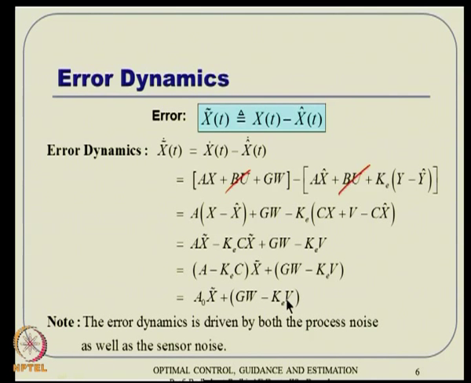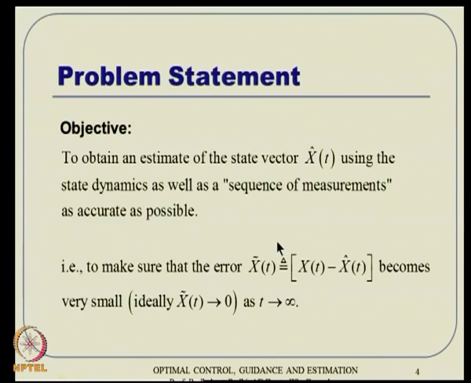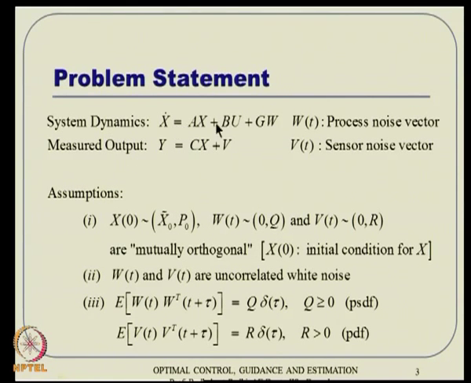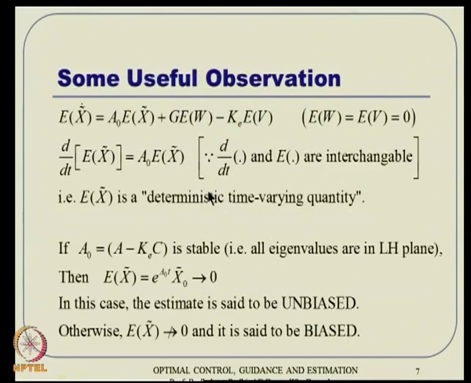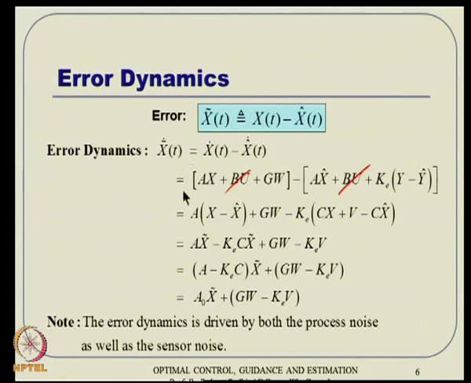So, what happens here? The interesting observation here is the error dynamics is now driven by both process noise and sensor noise. The true dynamics is actually driven by process noise, but the moment you put a filter in the loop and then talk about error, the error dynamics is a function of both w and v. That means it is a function of both process noise as well as sensor noise.